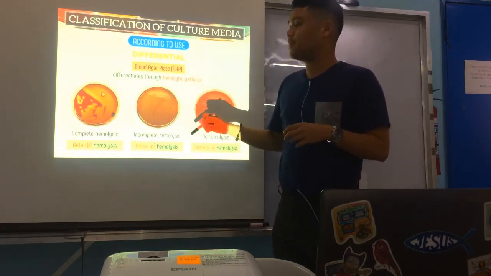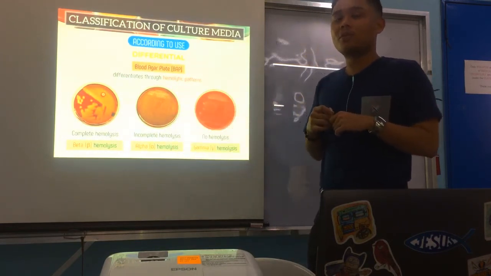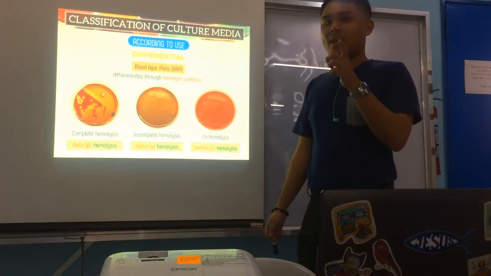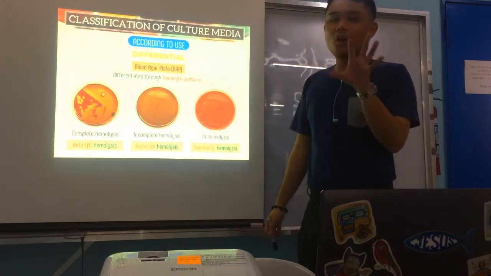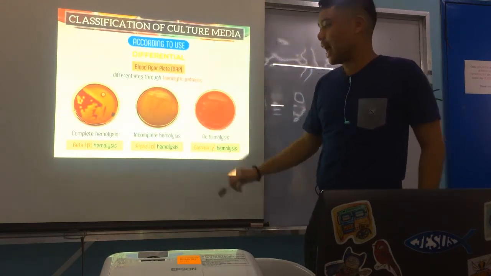Okay, and next you have incomplete hemolysis. This is your alpha hemolysis. A very good example of an organism that exhibits this is Streptococcus pneumoniae. Please take note, it has no Lancefield antigen, right? Streptococcus pneumoniae, incomplete hemolysis, alpha hemolysis.